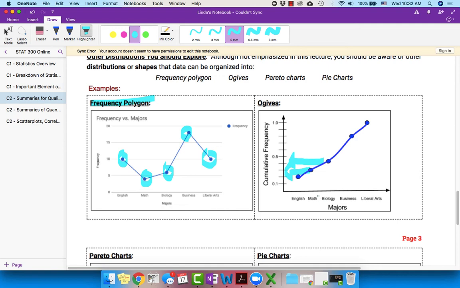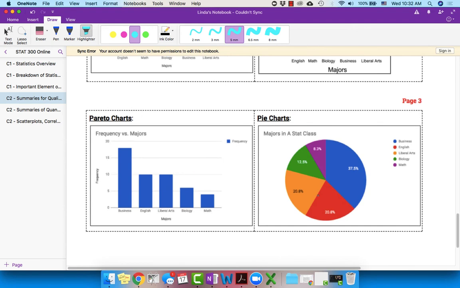Two other graphs worth mentioning are the Pareto chart, which is the same as a histogram. The only difference for a Pareto chart is it is ordered from greatest to least or least to greatest. So you see in this example, business had the greatest number of students, and math had the least number of students who major. So we order business first, and then go all the way down to math. Or you can do vice versa. You can start with math being the lowest, and then start increasing, making business the last.